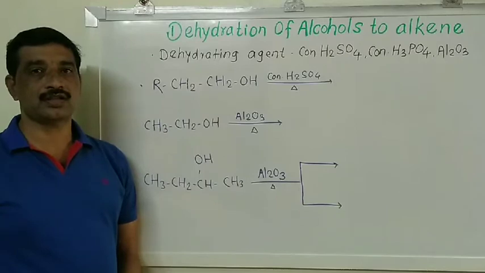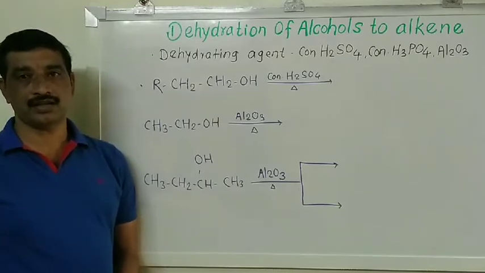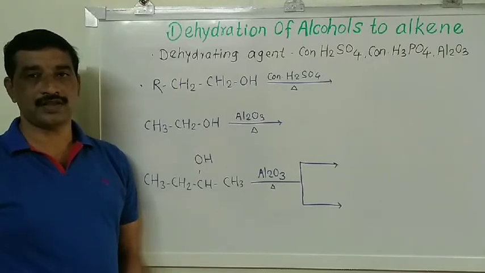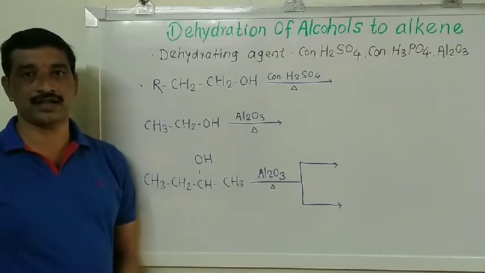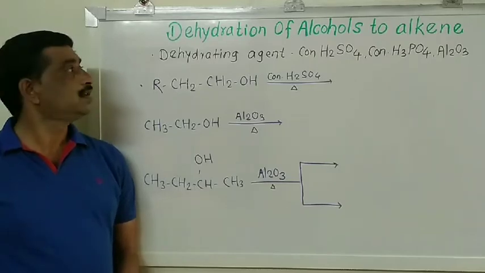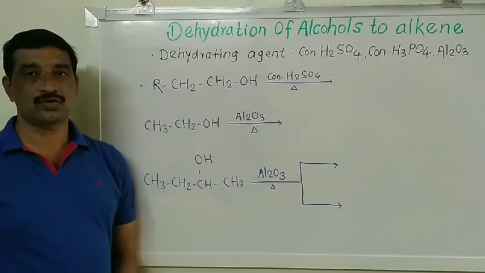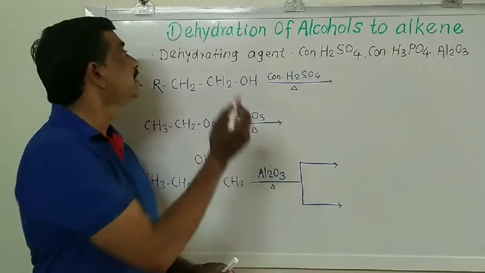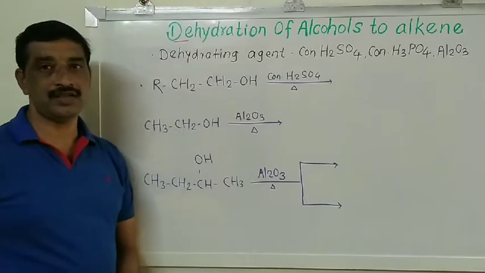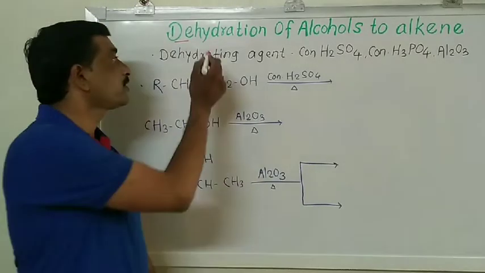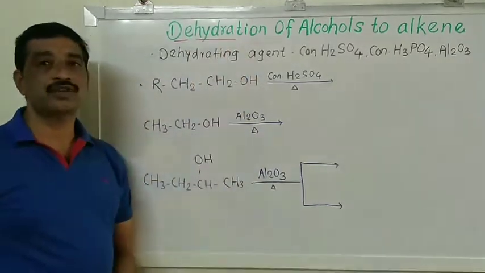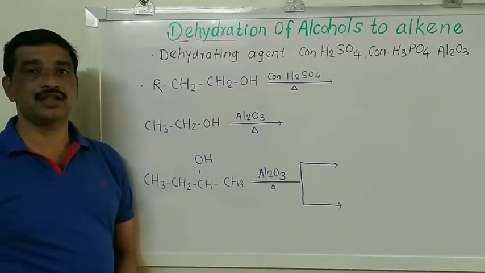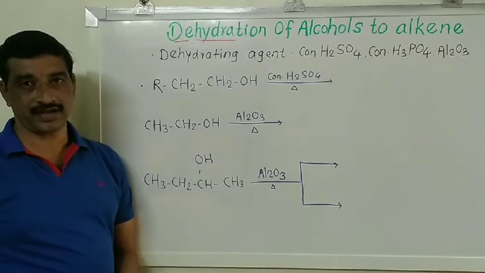Now we are going to discuss the next chemical reaction in which there is also breaking of the carbon and OH group bond. This is our third reaction, and it is known as dehydration of alcohols to alkenes. First, what do we mean by dehydration? De means to remove or to eliminate. Hydration means water, so dehydration means to remove a water molecule from alcohol. This reaction is known as a dehydration reaction.